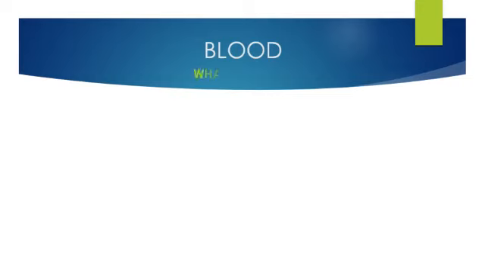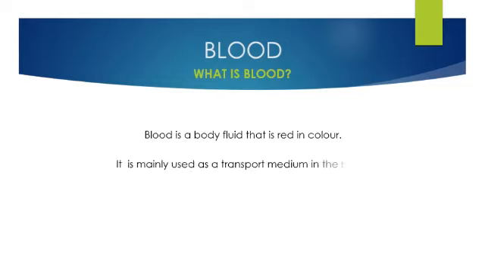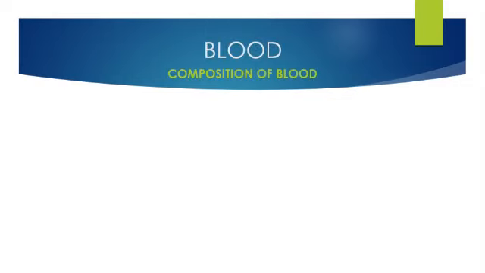Now, what is blood? Well, blood is a body fluid that is reddish in color. Its main function is to transport things around the body. We'll look at those things it transports later when we look at the function of blood. So be sure to hang around and reach the end of this lesson. So with that said and done, let's now look at the composition of blood.